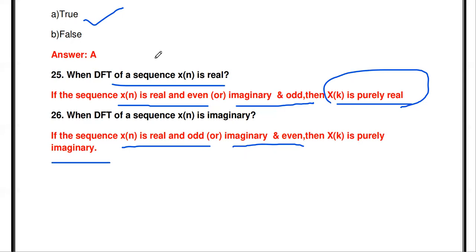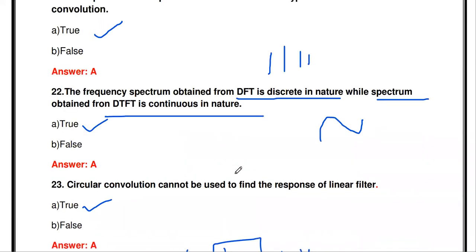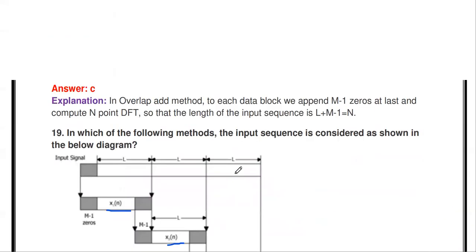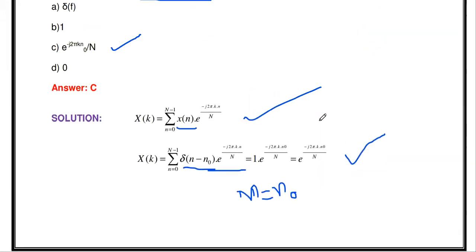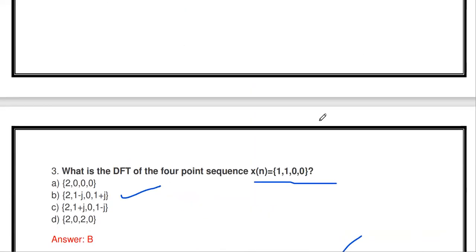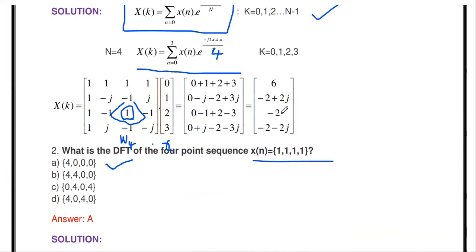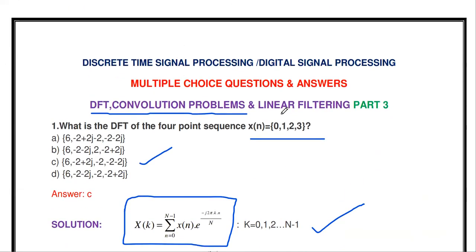Okay, discrete Fourier transform. So these are some of the questions in this video. We discussed the 2 mark problems of DFT, linear convolution, circular convolution, and linear filtering. So study these questions. If you want to learn more, I already posted separate videos on linear convolution, circular convolution, and the overlap save and add methods in the DTSP playlist.